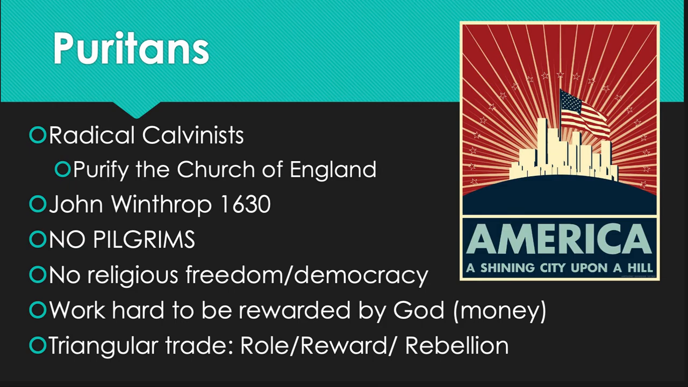There is no democracy when it comes to the Puritans. They believe that if you work hard, you will be rewarded by God, and the reward from God will come in the form of money and success. In triangular trade, they realized that money meant that God liked you. So what they did was invest in making ships that would trade with England. They would send sugar over to England for guns, which were then taken to Africa for slaves to be brought back and traded for tobacco in the South.